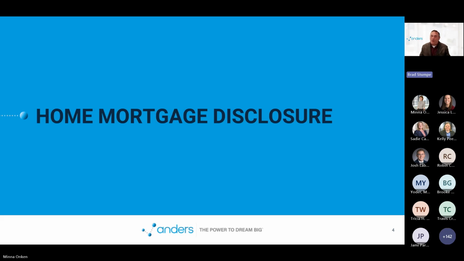So both the reporting thresholds and the partial exemption thresholds are applied separately to closed and open-end loans. So you can exempt, partially exempt, or be a full reporter for closed-end loans. You can also be exempt, partially exempt, or a full reporter for open-end loans. And your status for one loan type has absolutely no impact on your status for the other loan type.